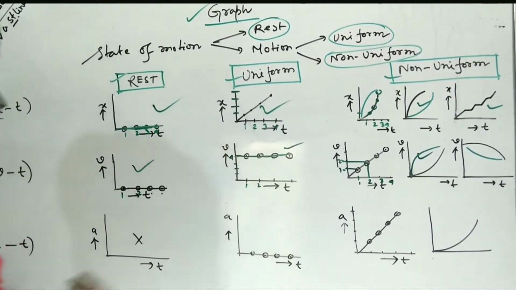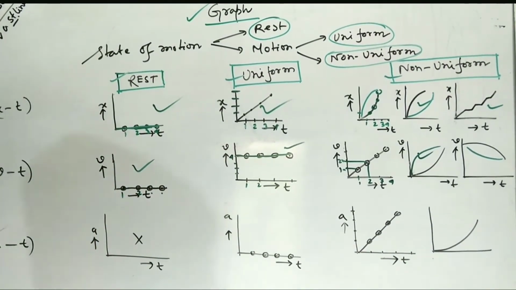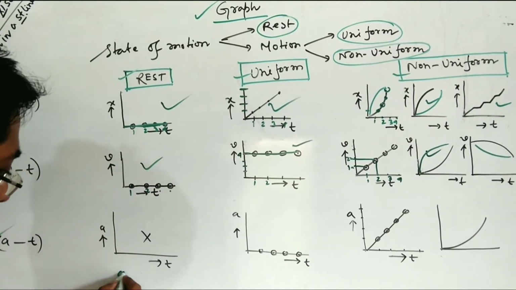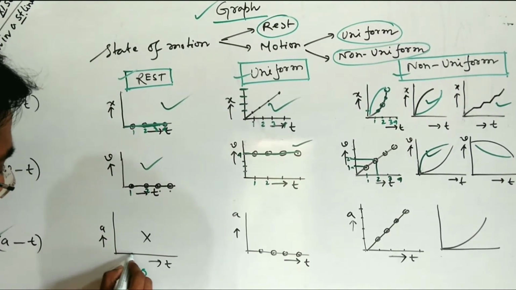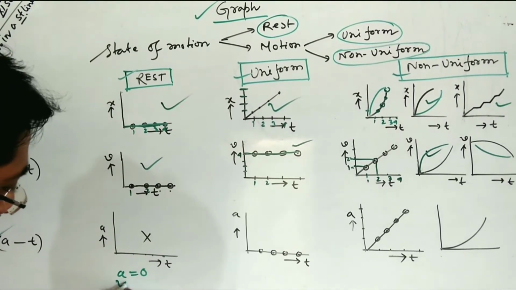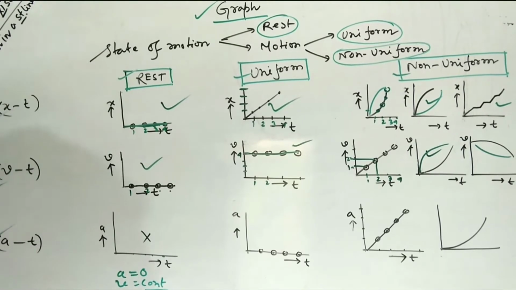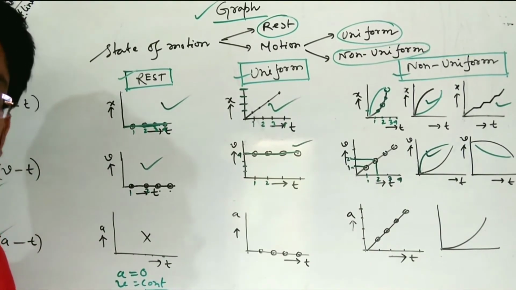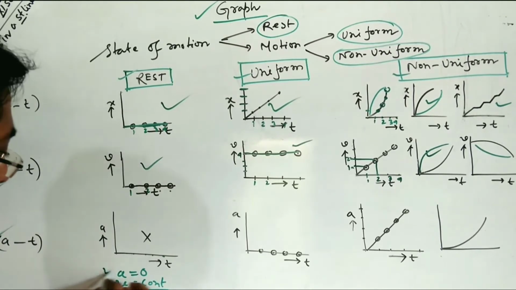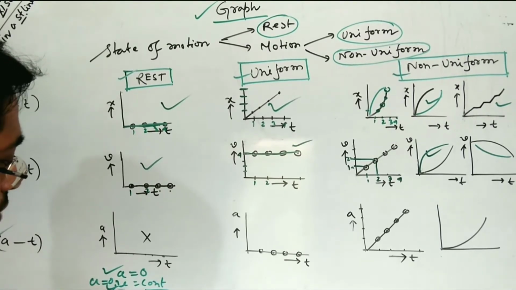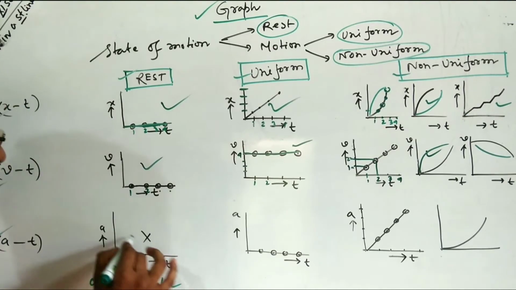Okay. Now the AT graph. AT graph means acceleration is 0. So if the body is at rest, acceleration will be 0. If velocity is constant, then dv/dt is 0, a will be 0, here also it will be 0. For two conditions, a will be 0. Okay, a will be 0 for v equal to constant also. So we cannot draw an actual graph for that.